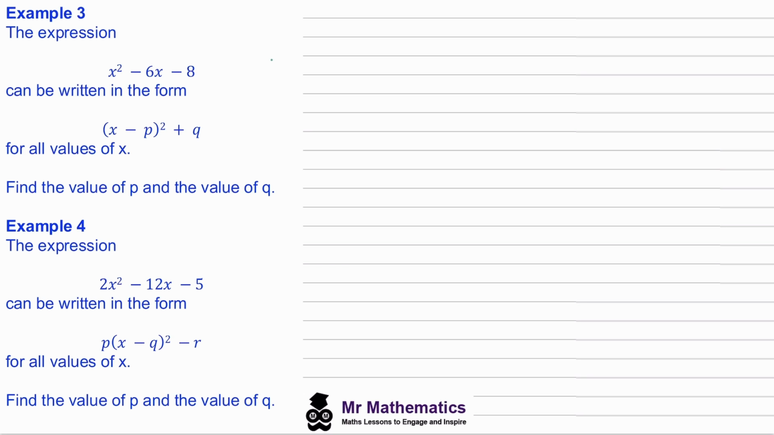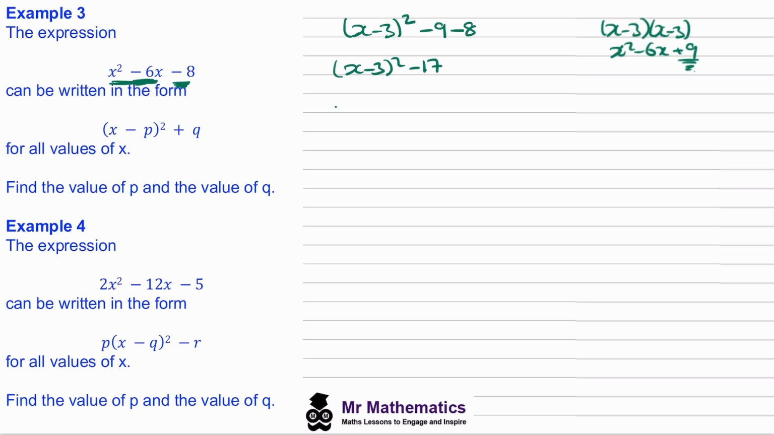So I'm going to use the method of completing the square. We'll halve this coefficient of x. So we've got x minus 3 squared. And when you expand this out, we have x squared minus 6x plus 9. So we need to take away this 9. Now that gets us back to what we have here. Now we need to take away this 8. So we'll have x minus 3 squared minus 17. So you can see that p will be equal to 3 and q will be equal to negative 17.